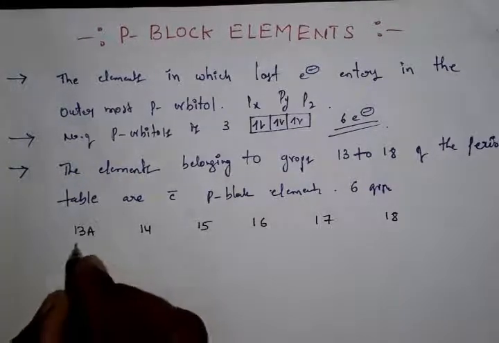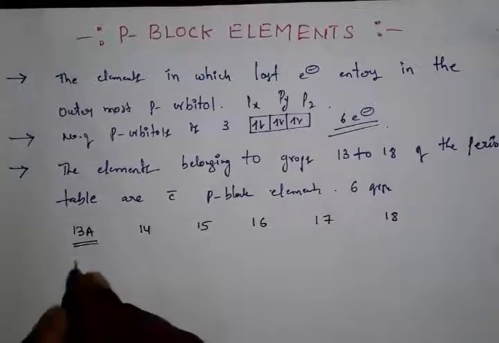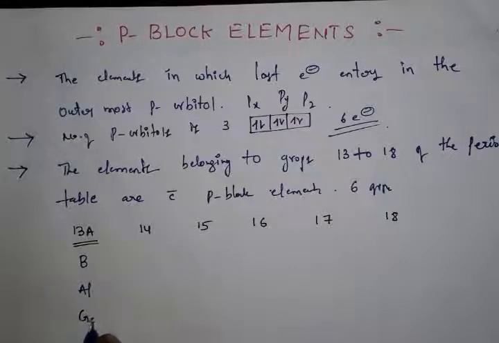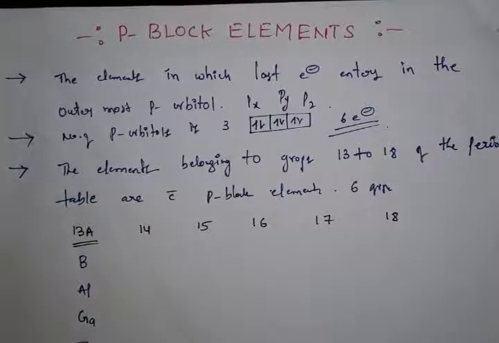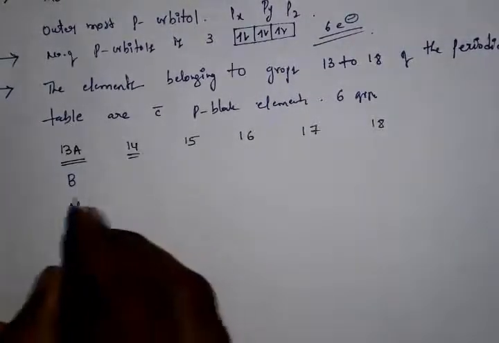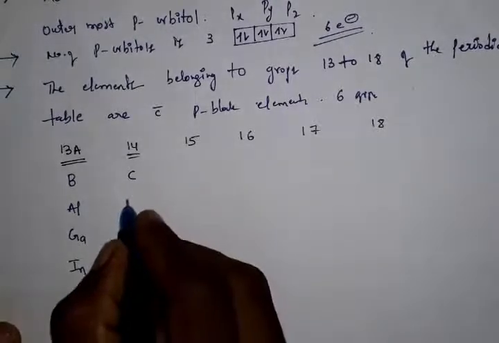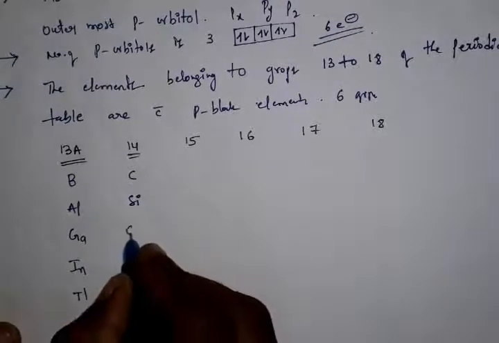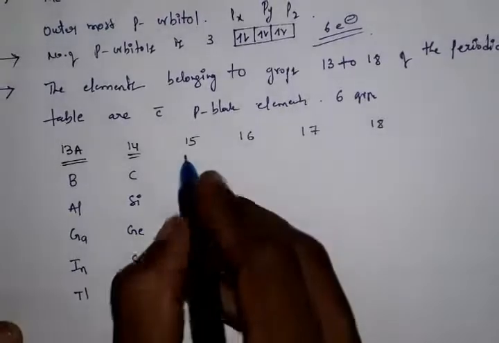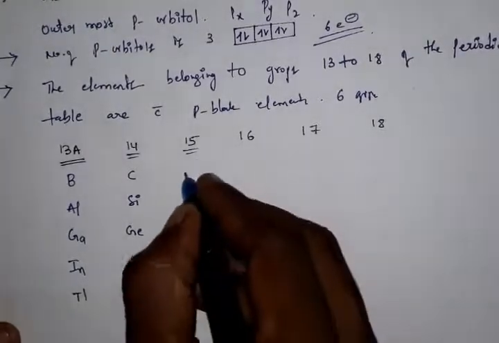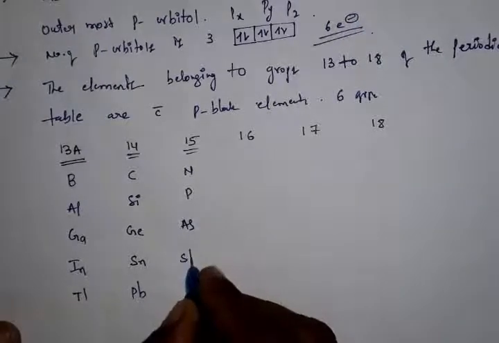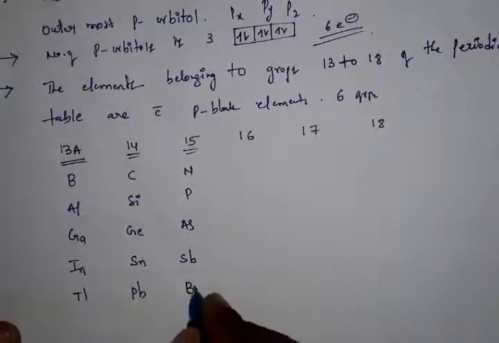The 13th group elements contain boron, aluminium, gallium, indium, thallium. The 14th group elements contain carbon, silicon, germanium, tin, lead. The 15th group elements contain nitrogen, phosphorus, arsenic, antimony, bismuth.